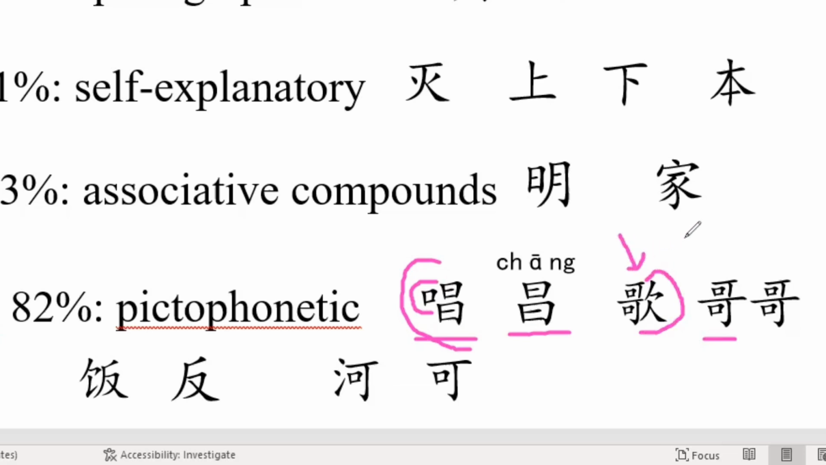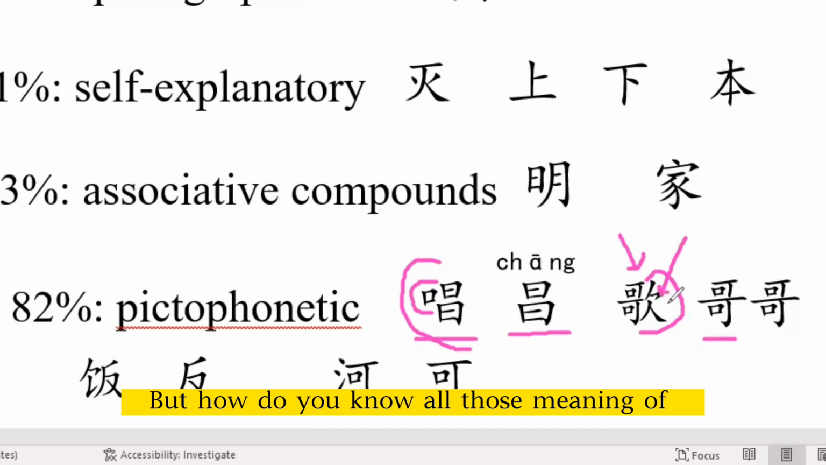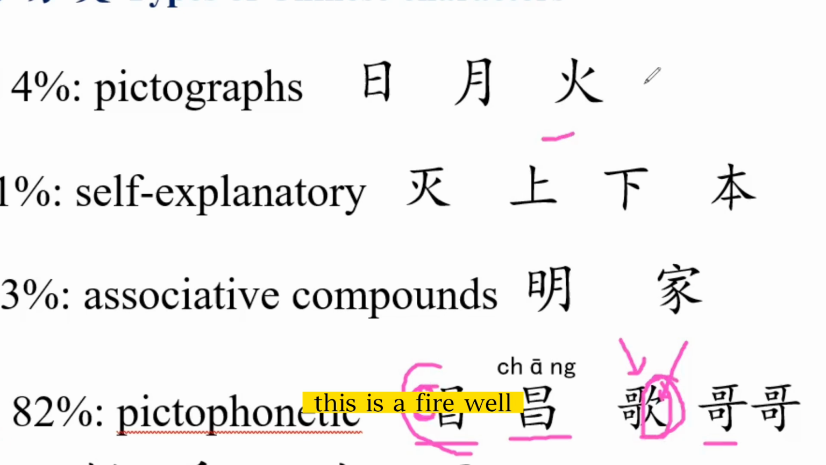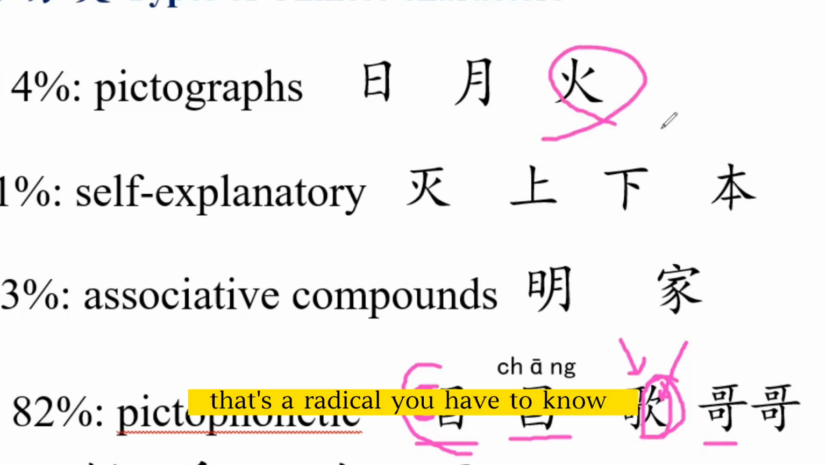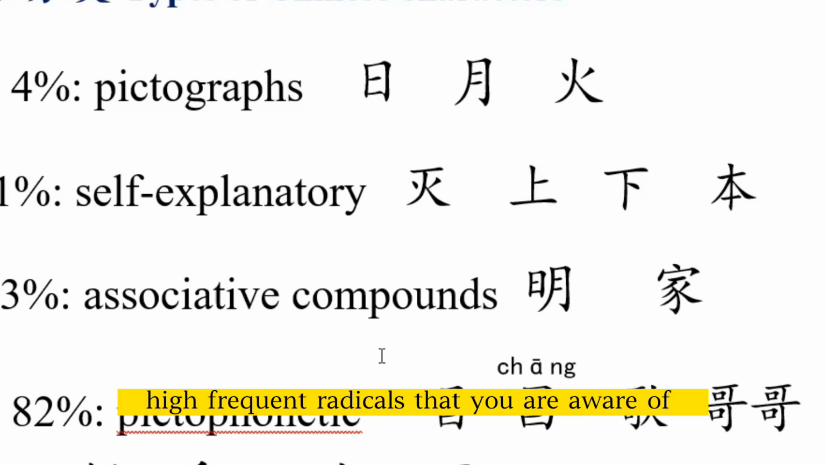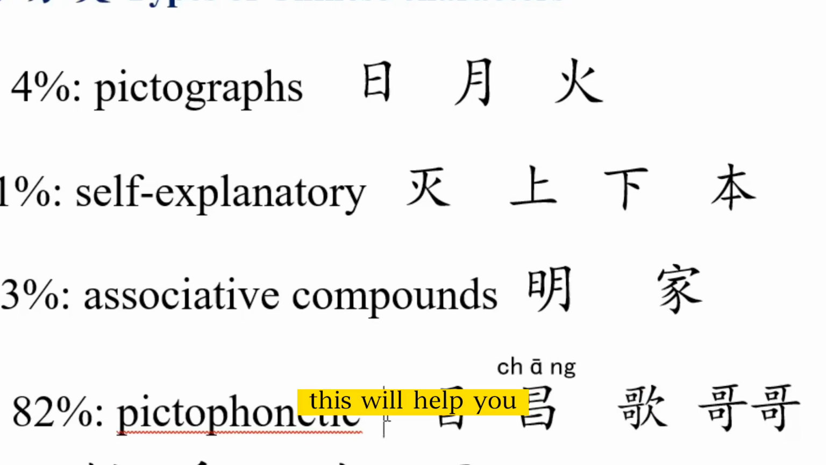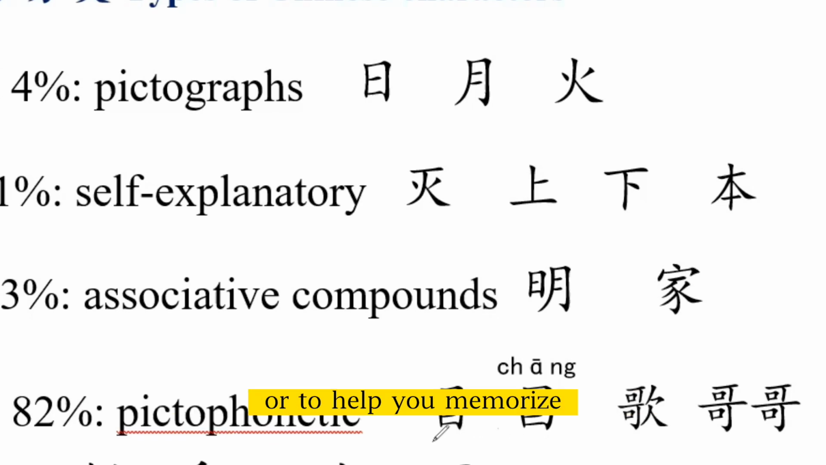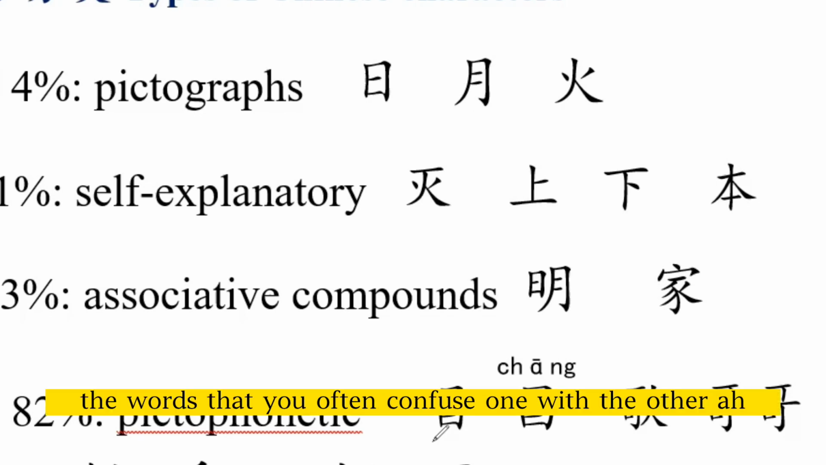But how do you know all those meanings, for example, that this is a breath, this is a mouth, this is a fire? Well, that's the radical you have to know. So the more basic knowledge of high-frequency radicals that you are aware of, the more it will help you decode characters that you have never seen before, or help you memorize the words that you often confuse with one another.